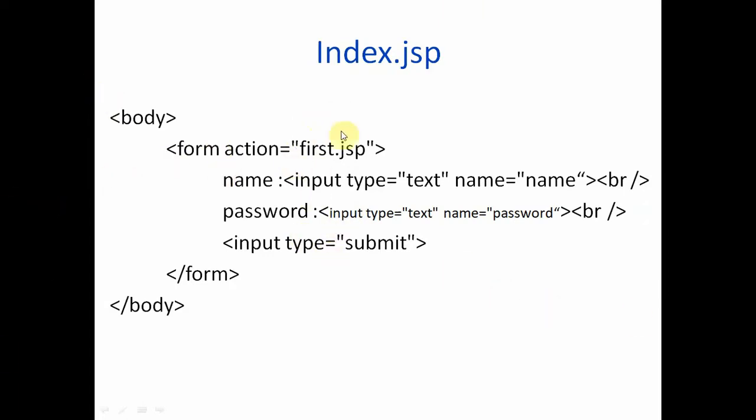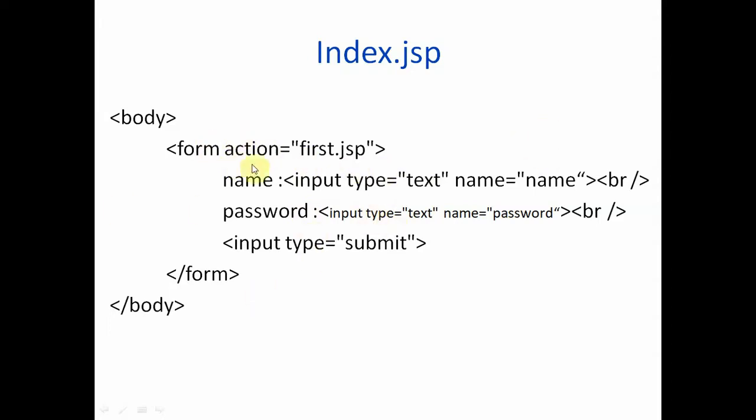So we have written this index.jsp. This is the initial program where we will start the process. We have form action first.jsp, which means when we click on the submit button, first.jsp will be activated. We have two text boxes, one for name and another for password: input type text, name equals name, and input type text, name equals password. We have also written a br tag. So this is the simple initial form from where we are starting our program.